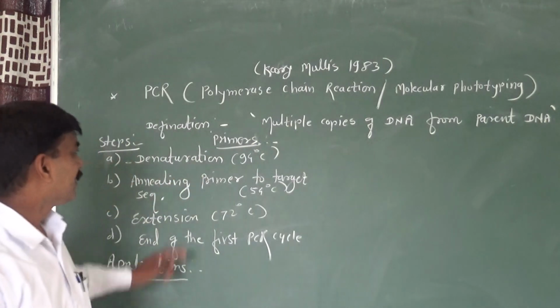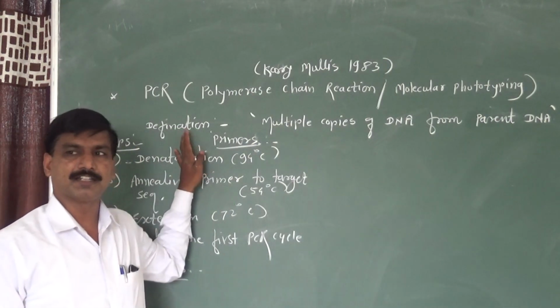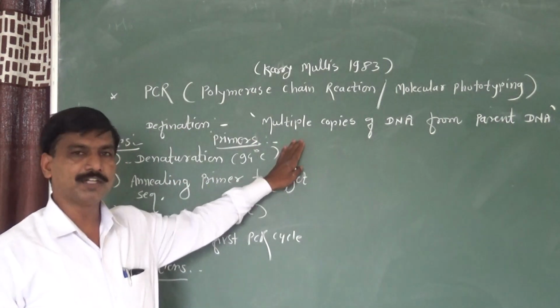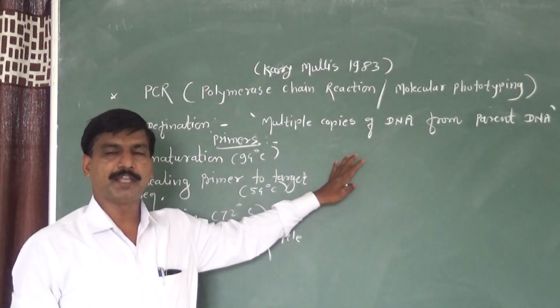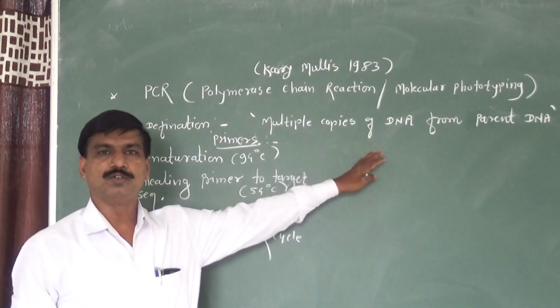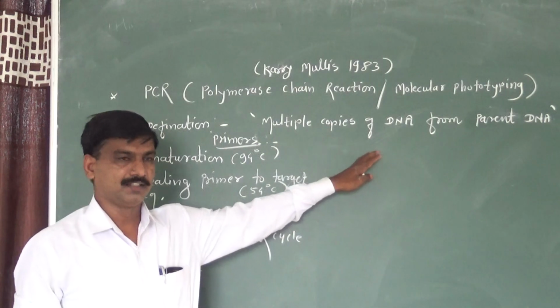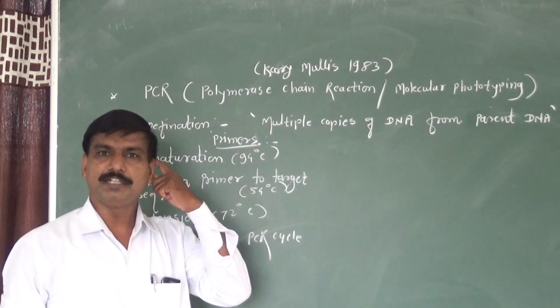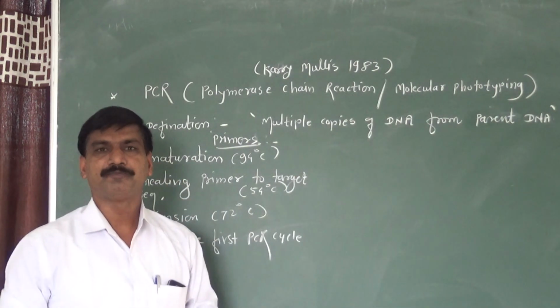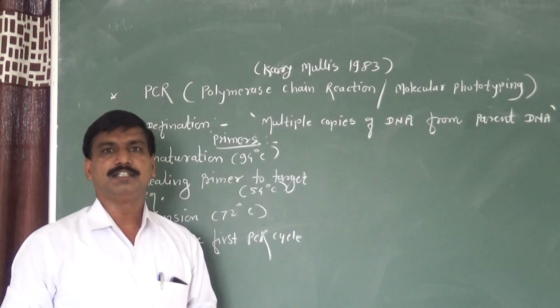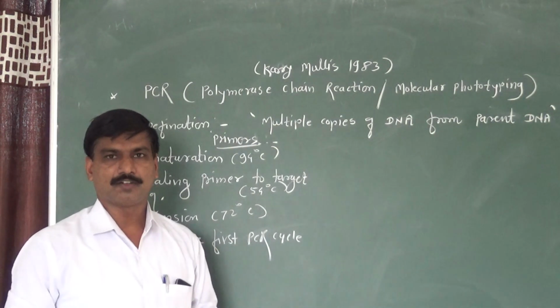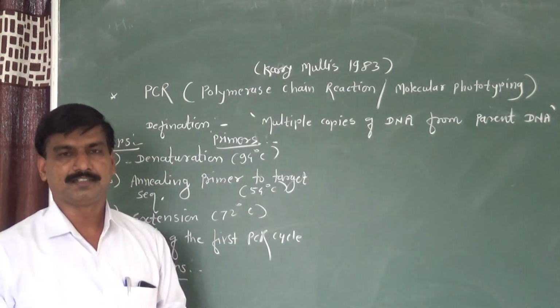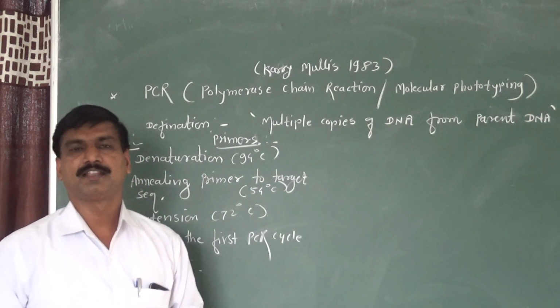First of all, the definition of PCR: it makes multiple copies of DNA from the parent DNA molecule, the old DNA molecule. Here, multiple copies means millions or billions of DNA copies are formed in the PCR machine. According to this PCR technique, there are different steps.